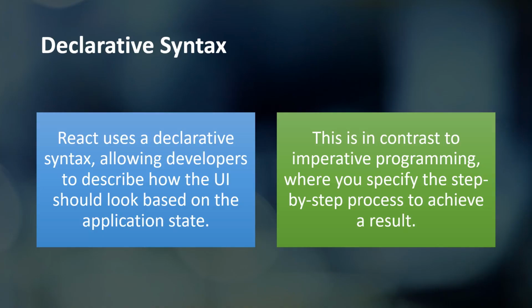In React, we have declarative syntax, and React uses declarative syntax. What it means is it allows developers to describe how the UI should look based on the application state. So depending on the application state, the syntax is defined. This is in contrast to imperative programming, where you specify a step-by-step process to achieve the result. We will see this more when we come to examples. As a book definition, just keep in mind that React uses declarative syntax, which allows developers to describe how the UI should look based on the application state.